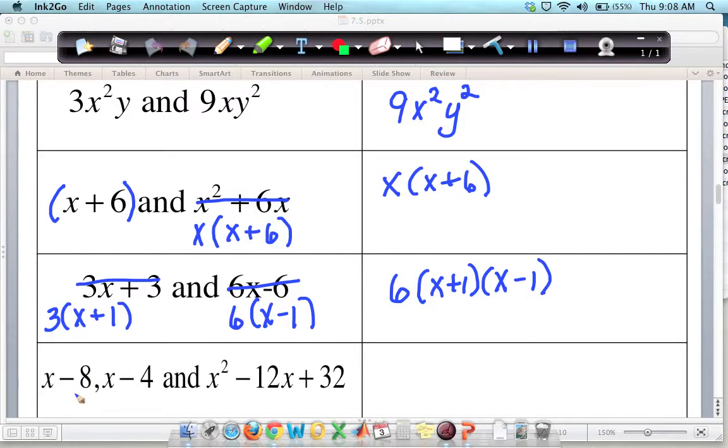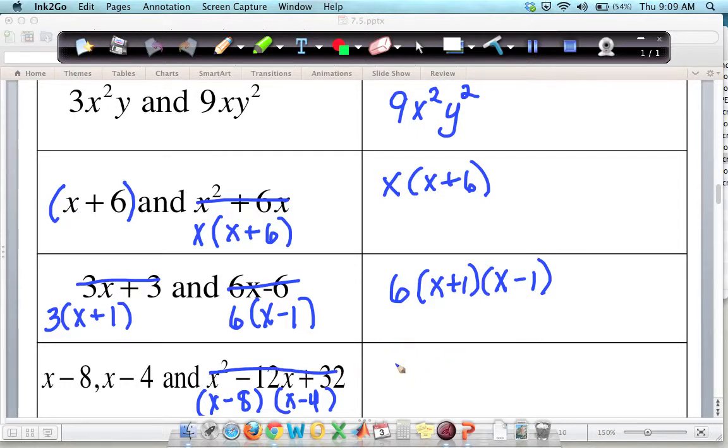Okay, and for this last one, x minus 8, x minus 4, x squared minus 12x plus 32. Let's factor the x squared minus 12x plus 32. And that factors. Again, always use your other denominators to help you, or your other factors. And in this case, it actually is both of them that works. x minus 8 times x minus 4. The negative 8, negative 4 multiplies to be positive 32 and adds to be negative 12.